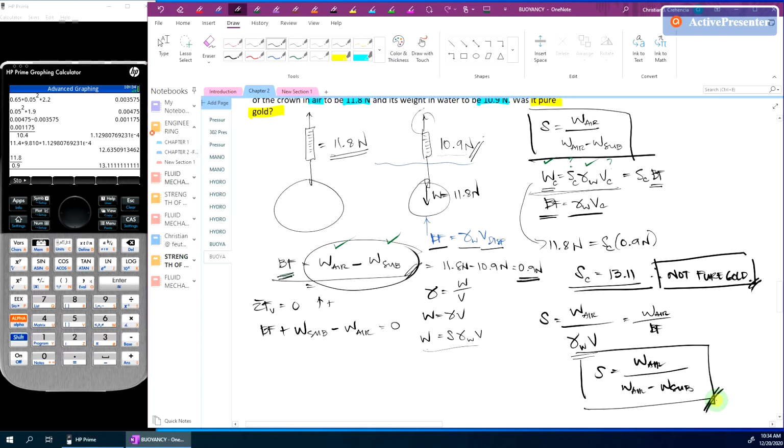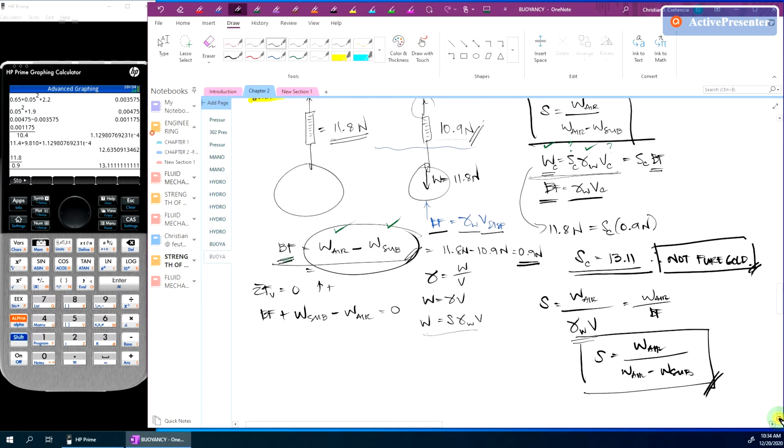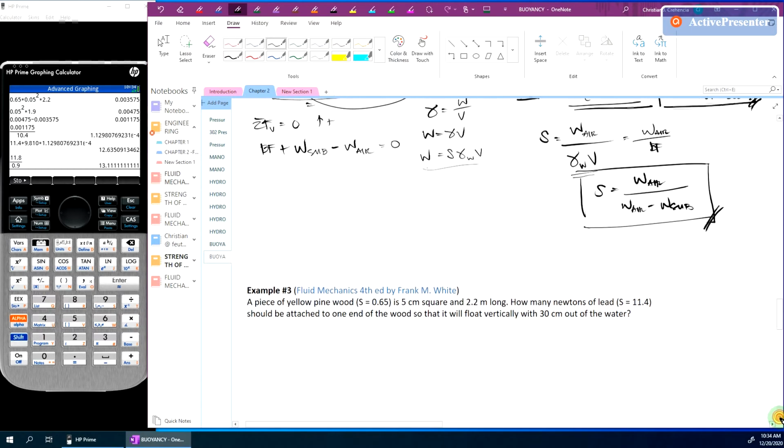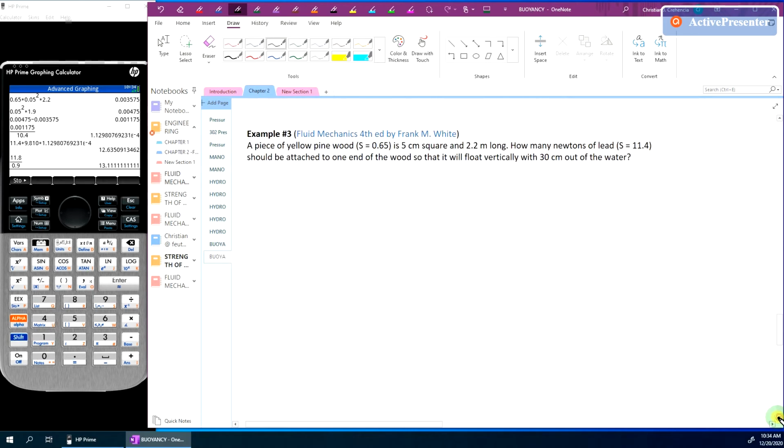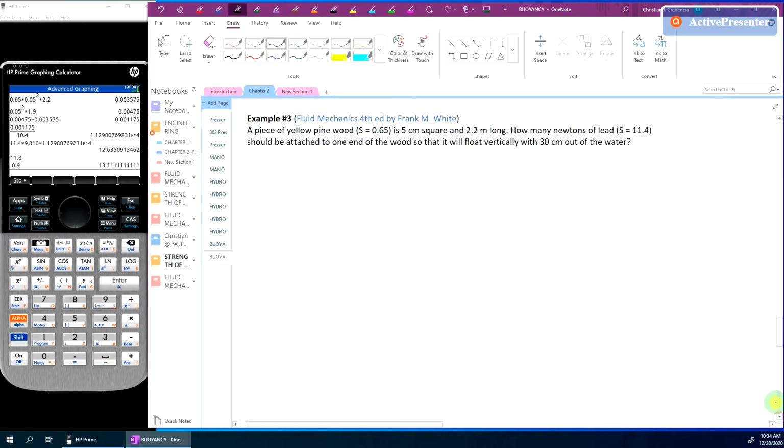Okay, so this one is quite easy. So, medyo step up tayo ng konti. Baba natin to. Next problem. Okay, so a piece of yellow pine wood. So, given the specific gravity na 0.65 para sa wood. Then, 5 cm square yung cross-section niya. Length is 2.2 meters. So, ano yung 5 cm square?